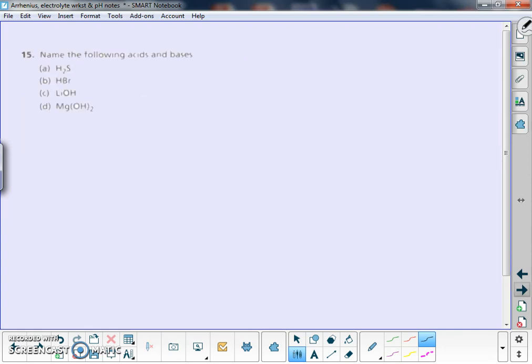Number 15 is not multiple choice. This is asking you to name these acids and bases. I'll give you a moment to name these and see what you come up with. Use those nomenclature rules I showed you.